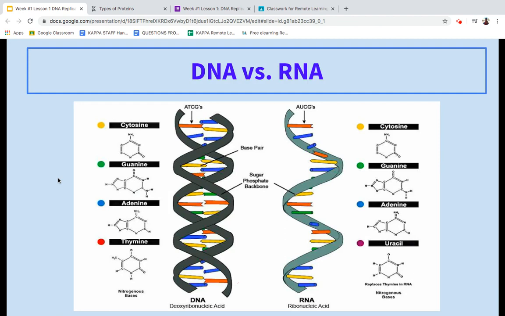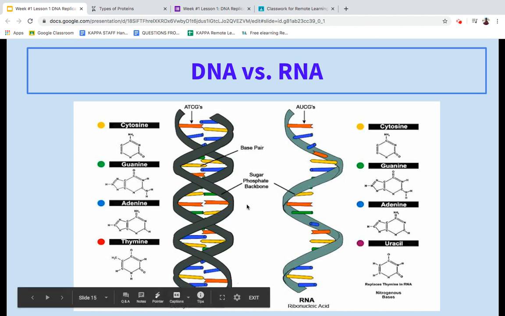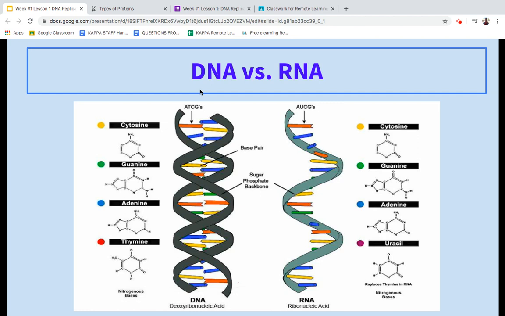So what is RNA? You can think of RNA as like the cousin of DNA. So it's another nucleic acid, but there are some differences that we need to know. If you look at this picture, what do you notice right away? You'll see that RNA looks kind of different, right? RNA only has one strand, whereas DNA has two strands, which make the double helix.